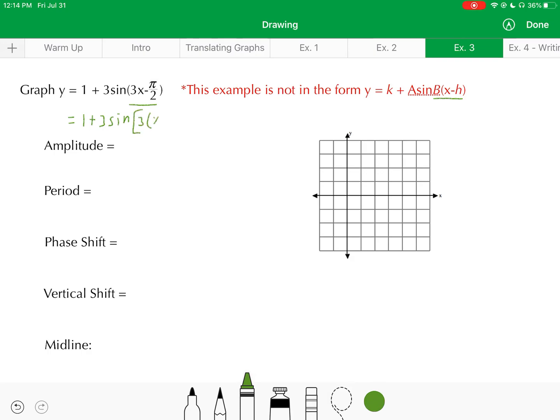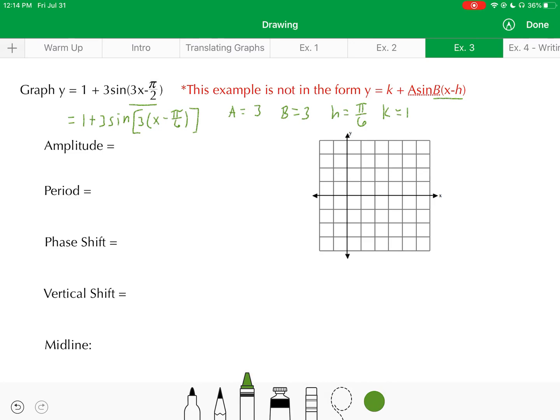So we're going to have to rewrite this by factoring out a 3 from that argument. And it's going to turn it into 3 times the quantity x minus pi over 6, right? If I take a 3 out of pi over 2, it results in pi over 6, okay? So now I would say my a value for this function is 3, my b value is 3, h is pi over 6 now, and k is 1.